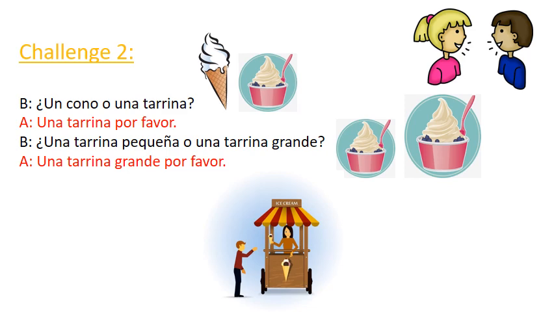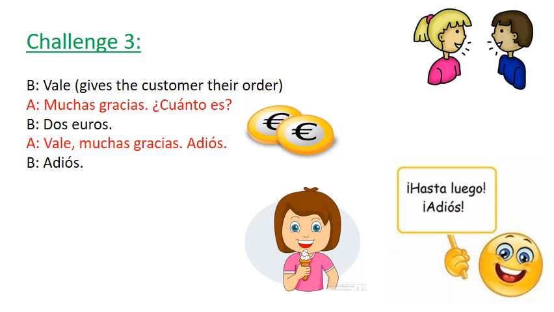Okay, we're just going to do the last bit now. So this is about when the customer has to pay for what they've bought. So we start off with the seller, the ice cream seller, saying vale, which means okay, and they give the customer what they've ordered. So it was a vanilla ice cream, and then the customer says muchas gracias. Your turn. ¿Cuánto es? How much is it? Let's do that again. ¿Cuánto es? The price was 2 euros. Euros. Your turn.